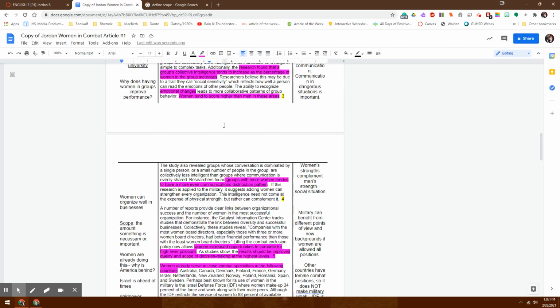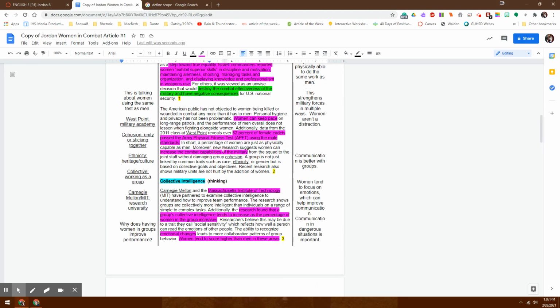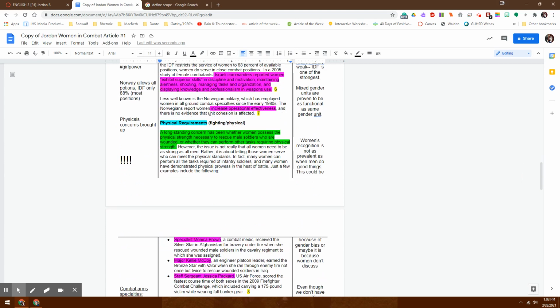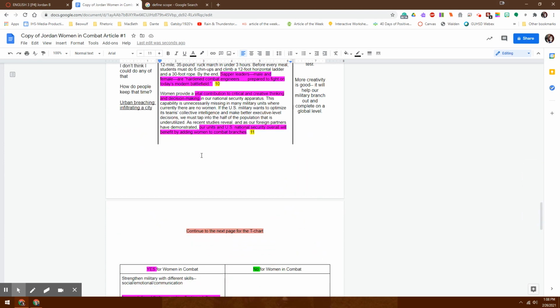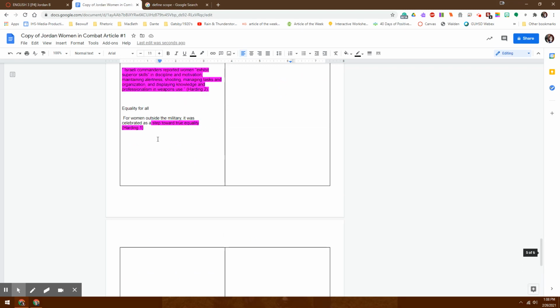Oh, here, nope. Where did it go? Oh, I'm going to use this part where it talks about how 52% of the women pass the test. So it does prove that they are being treated equally, because they're being required to take the same test. So I'm going to paste that down here. And that was on the first page as well.